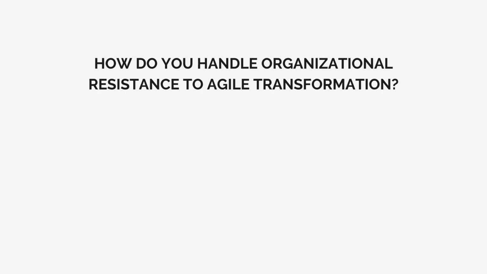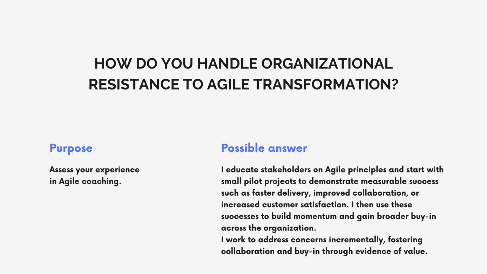Next up, how do you handle organizational resistance to agile transformation? The purpose of this question is to assess your experience in agile coaching. Possible answer is that you start educating stakeholders on agile principles and start with small pilot projects to demonstrate measurable success, such as faster delivery, improved collaboration, or increased customer satisfaction. You also use these small successes to build momentum and gain broader buy-in across the organization. You would work to address concerns incrementally, fostering collaboration and buy-in through evidence of value.